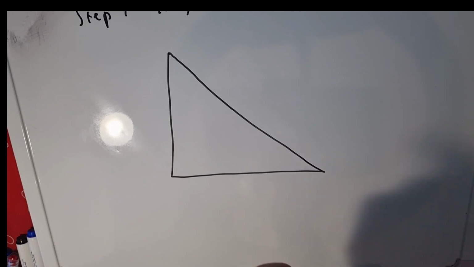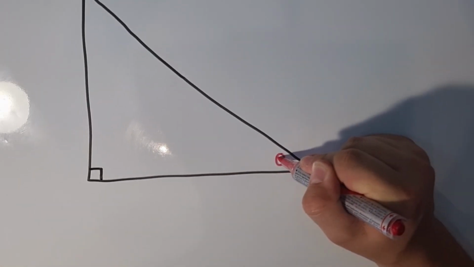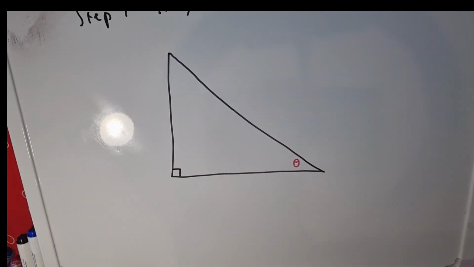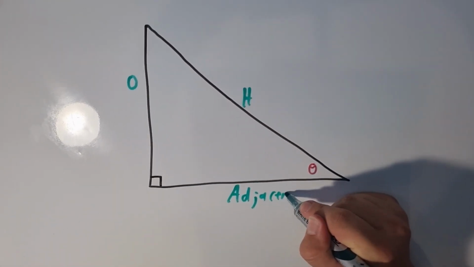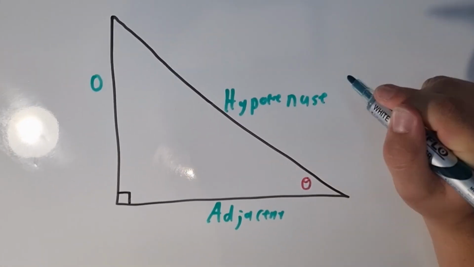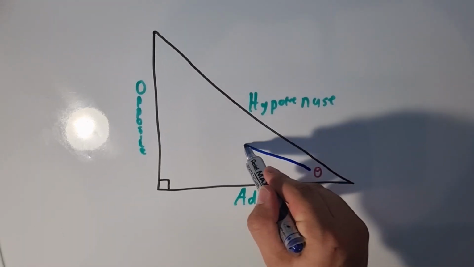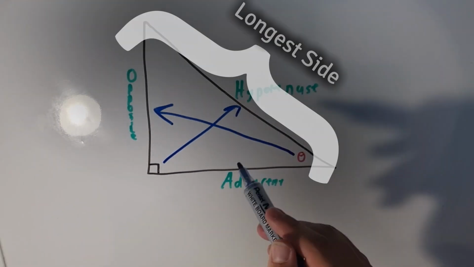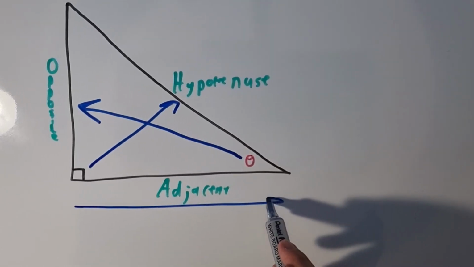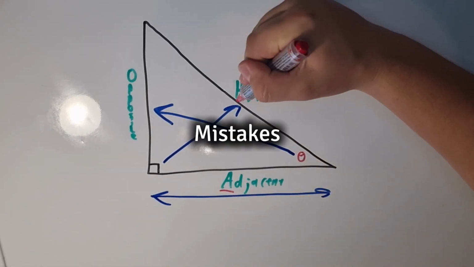Always start with the angle you are given. Let's call it theta, labeled here. From that angle, every right-angled triangle has 3 sides. These 3 sides are labeled as H, O, and A, and called the hypotenuse, opposite, and adjacent. The opposite side is the side across from the theta. The hypotenuse is the longest side opposite the 90-degree right angle, and the adjacent is the side next to theta. This step alone already removes most mistakes.